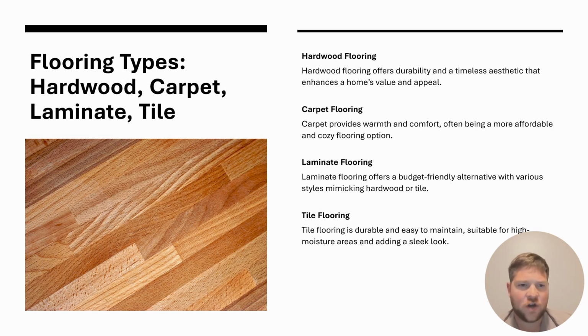Floor types: hardwood, carpet, laminate, tile. Hardwood flooring, carpet flooring, laminate flooring, tile flooring, right? There's going to be a bunch of different floorings. Most houses have more than one type of flooring. Typically, they've got some sort of hardwood or tile, laminate, mixed with carpet, no carpet, I don't know. What you need to do is look at the majority of the home. Is the majority of the home hardwood? Because hardwood flooring offers durability and a timeless aesthetic that enhances a home's value and appeal.